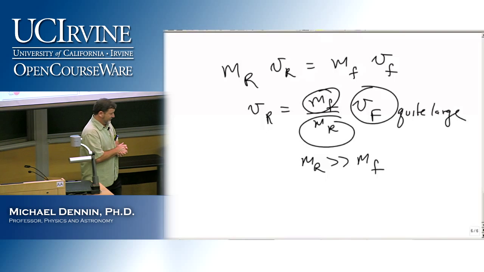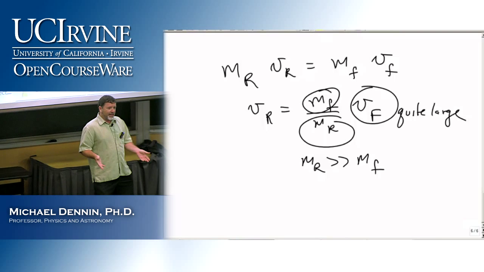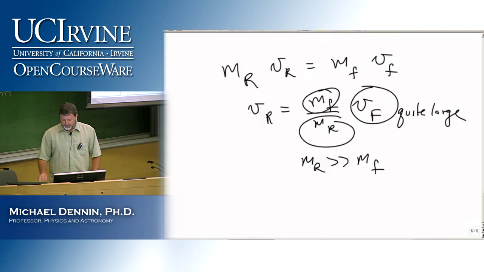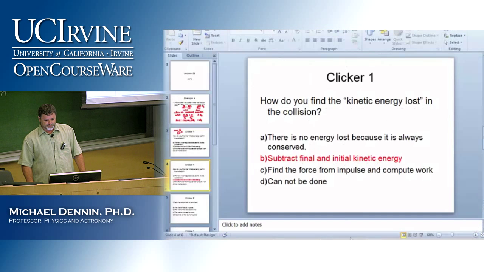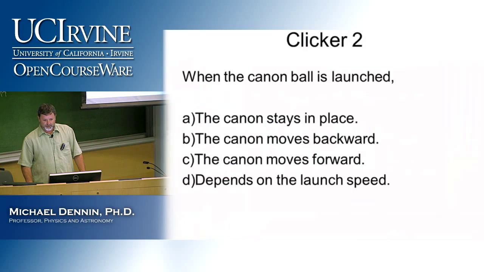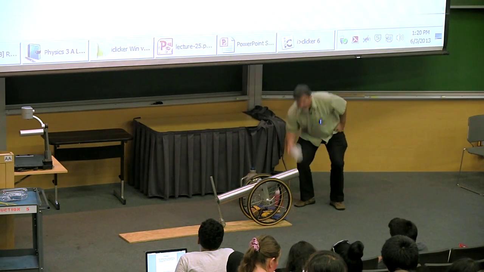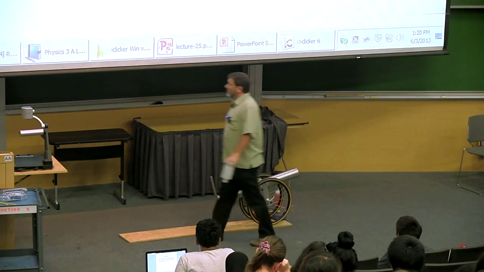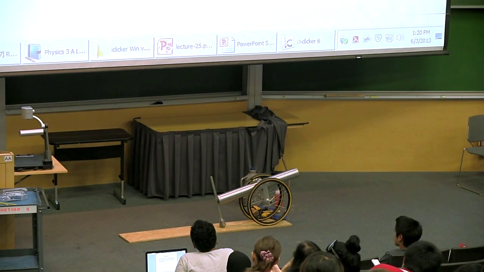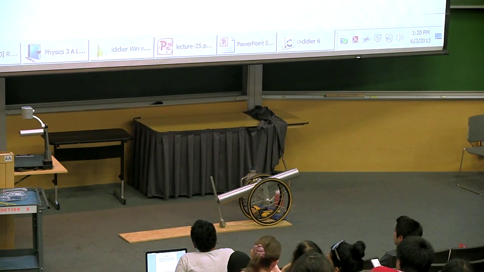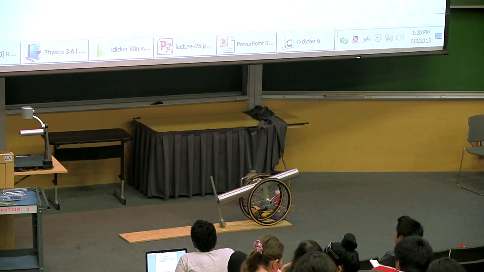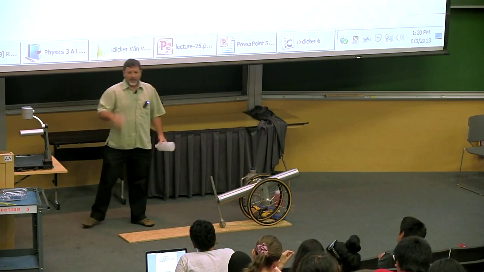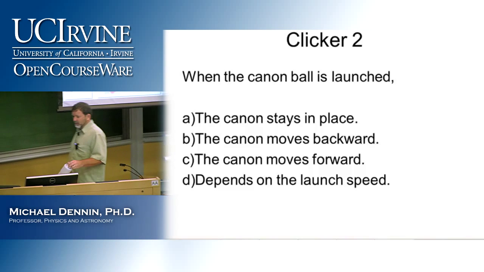We can also do this, same basic idea, horizontally with a cannon. So of course, we have to ask a clicker question about our cannon, just to make sure we're all on the same page. Right here, we have our cannonball, and here we have our cannon. We'll load our cannon up, and then we'll fire it. And the question is, when you fire it, does the cannon stay in place? Does the cannon itself move backwards? Does the cannon itself move forward? Or will it depend on how fast this object is launched, whether it moves forward, backward, or stays in place? So go ahead and vote.